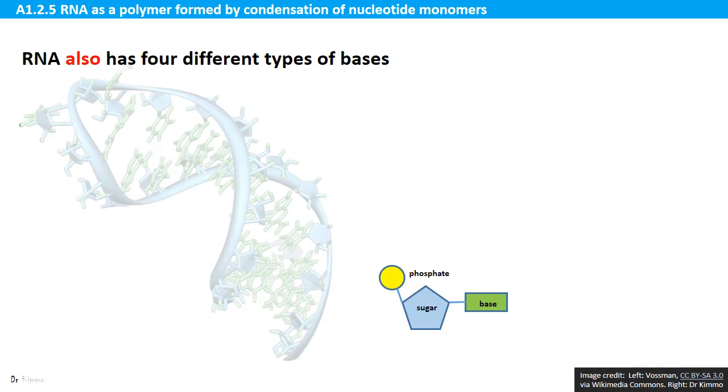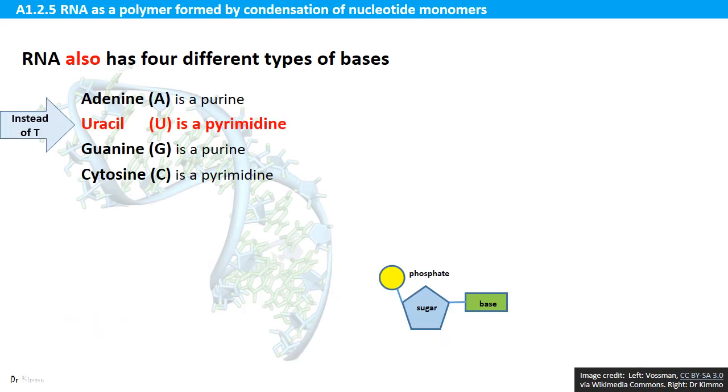RNA also has 4 different types of bases. Instead of T, there's U, uracil. Uracil is a pyrimidine.